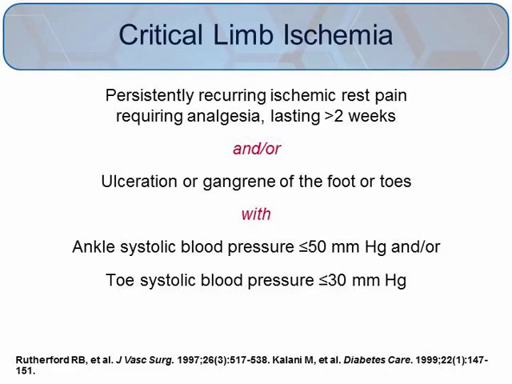Now, we can define critical limb ischemia, on the other hand, as persistently recurring ischemic rest pain requiring analgesia lasting over 2 weeks and/or ulceration or gangrene of the foot or toes with an ankle systolic pressure less than 50 and/or a toe pressure less than 30 millimeters mercury. These are patients that you don't wait for the referral to vascular and the approval. You call a vascular surgeon. You want the patient seen that week. Otherwise, they're going to lose their foot.